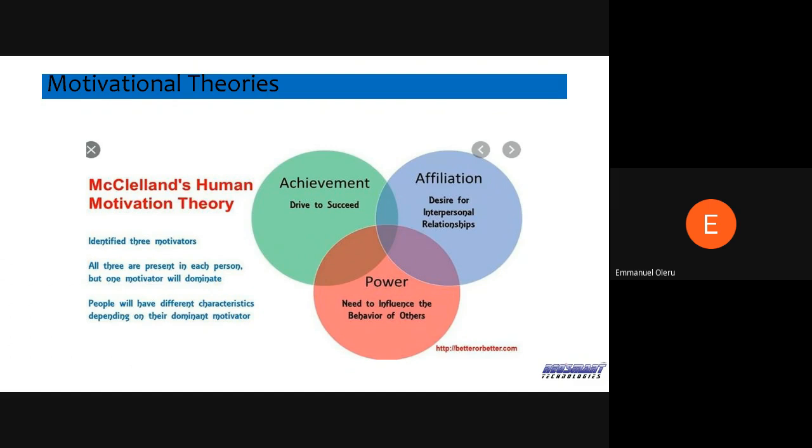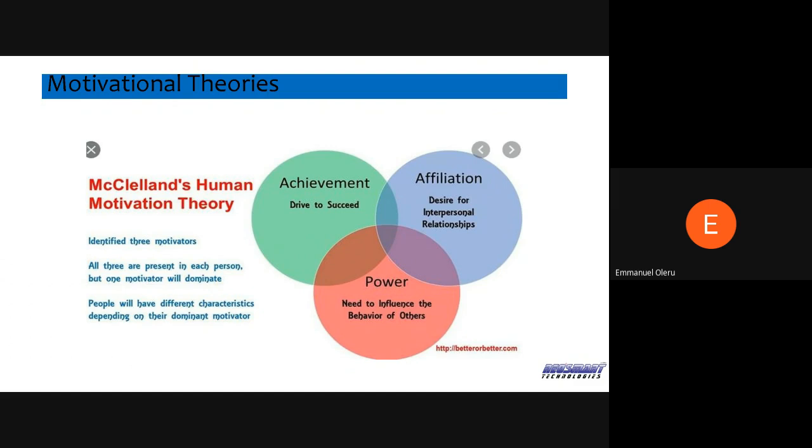McClelland identified three key motivators, right? That each person needs. Anybody in this world needs any of these three, right? Just like Maslow, but his is three, and one of them is usually more pronounced. So people will have different characteristics depending on their dominant factor. So we have achievement, which talks about the drive to succeed. That's one thing that motivates.